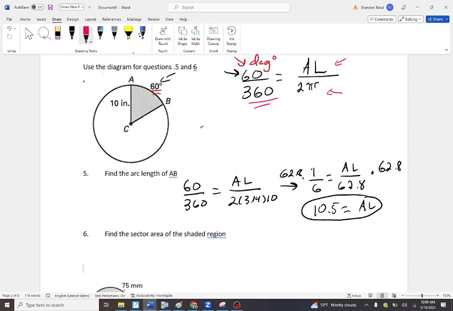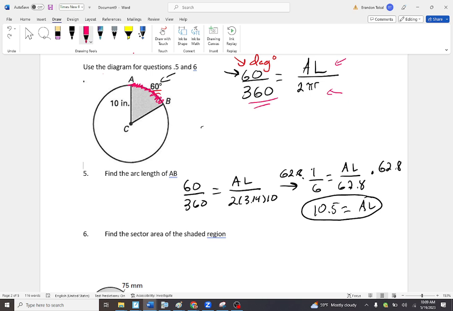No, AL is arc length. So when I say arc length, I just want to know how much string is this part right here? If it was a pizza, how much crust is that? Like how much physical measurement of crust it is. But a full circle is 2 pi r. A full circle is 2 pi r. So what I'm doing is just taking the piece and finding the fraction of it.